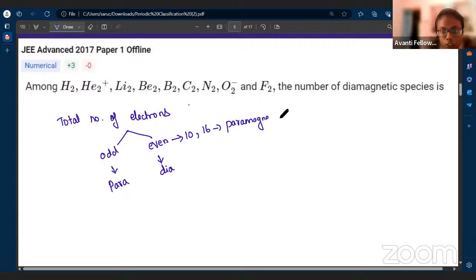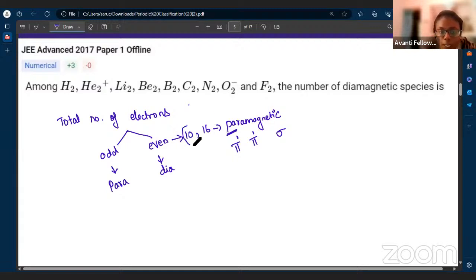This is because when you're writing the MOT, in 1s and 2s there won't be a problem because you'll be getting sigma 1s, sigma 1s star, sigma 2s, sigma 2s star. But when you're writing for the p orbital, you have 2 pi orbitals and 1 sigma orbital. So here if it is 10 electrons, you're going to place one electron over the pi orbital. That's why it is going to be paramagnetic.